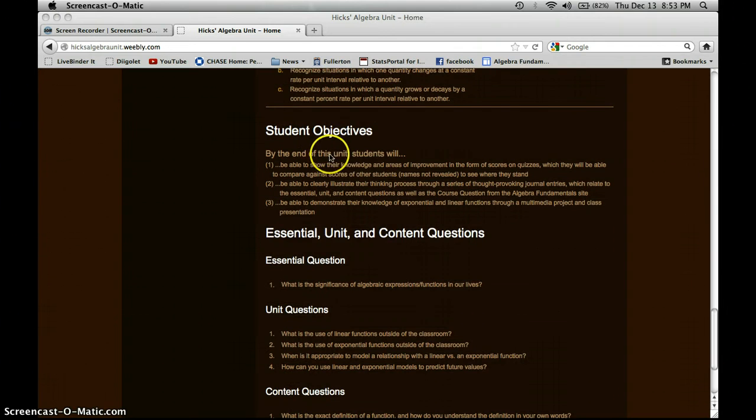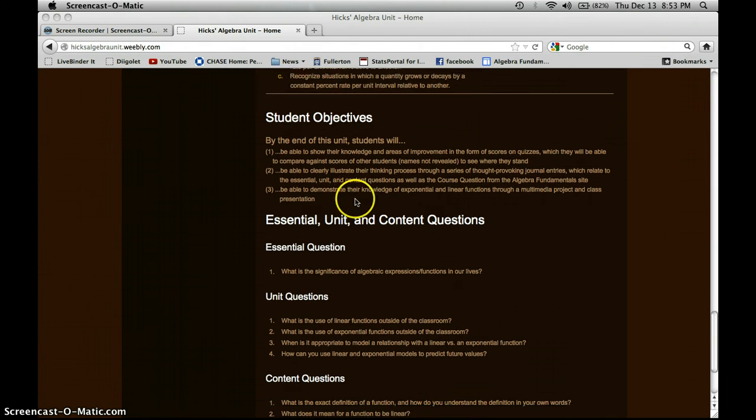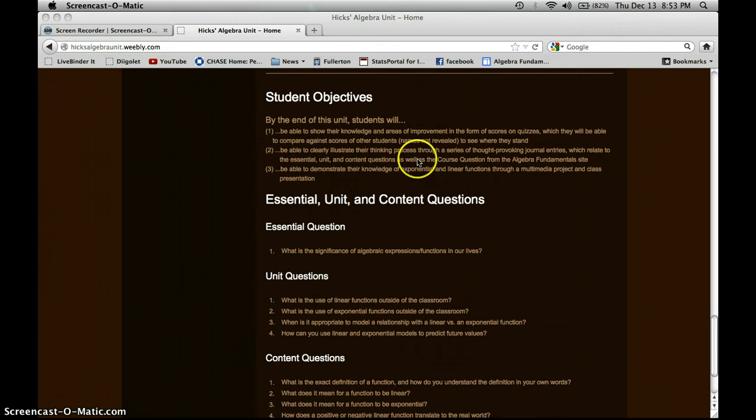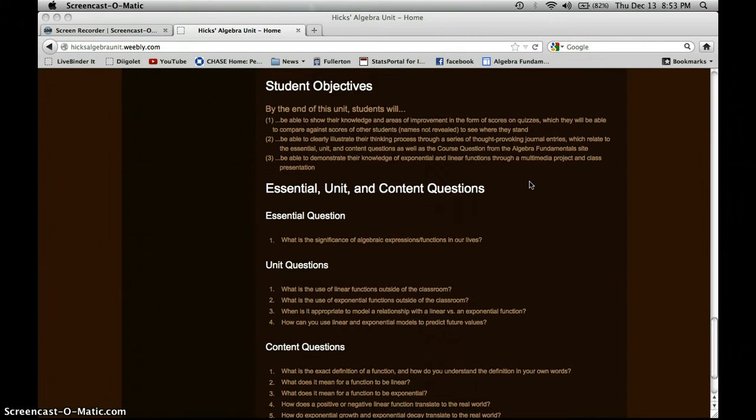For student objectives, by the end of this unit, they'll be able to show their knowledge and areas of improvement in the form of scores on quizzes, which they will be able to compare against scores of other students to see where they stand. They'll be able to clearly illustrate their thinking process through a series of thought-provoking journal entries, which relate to the essential unit and content questions below. And they will be able to demonstrate their knowledge of exponential and linear functions through a multimedia project and class presentation.